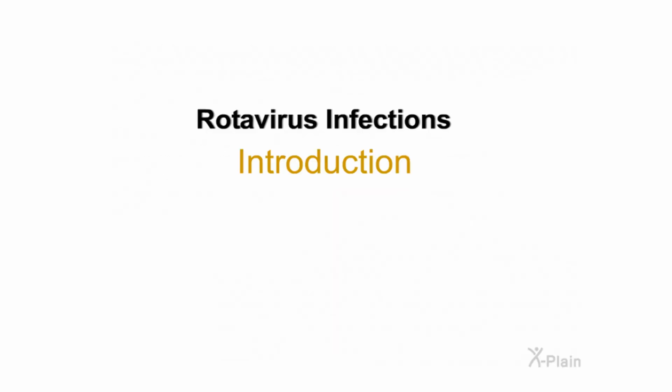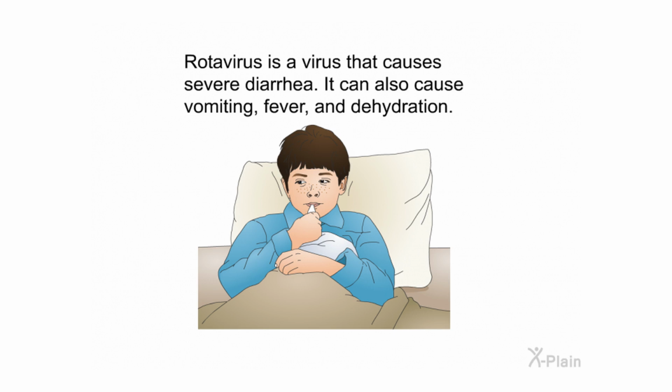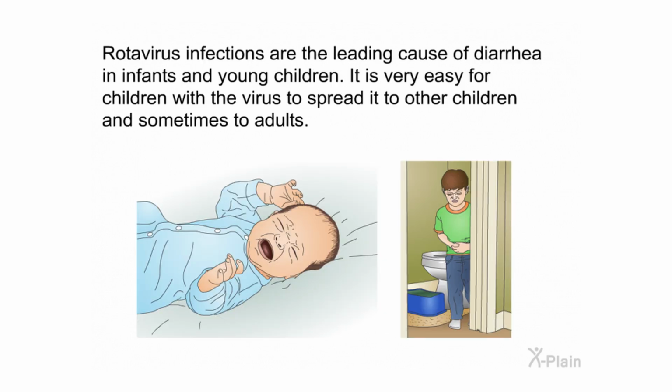Rotavirus infections. Introduction. Rotavirus is a virus that causes severe diarrhea. It can also cause vomiting, fever, and dehydration. Rotavirus infections are the leading cause of diarrhea in infants and young children. It is very easy for children with the virus to spread it to other children and sometimes to adults.